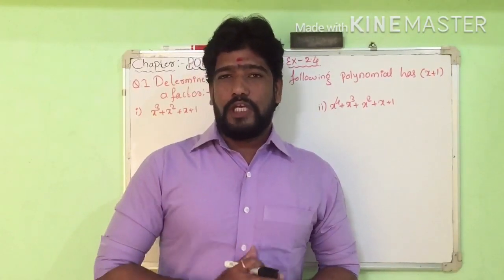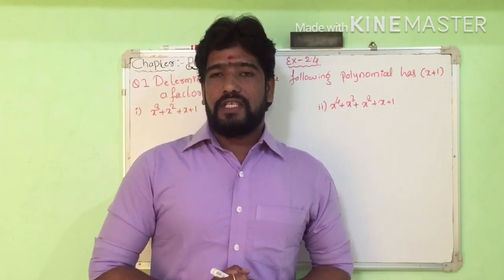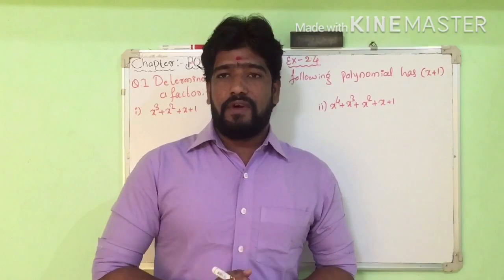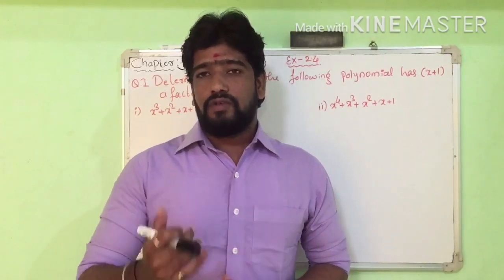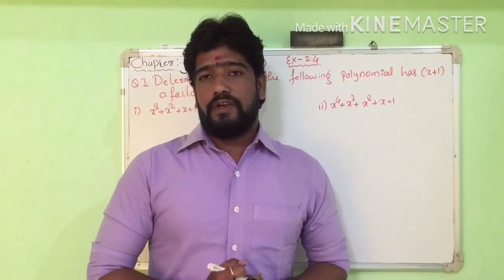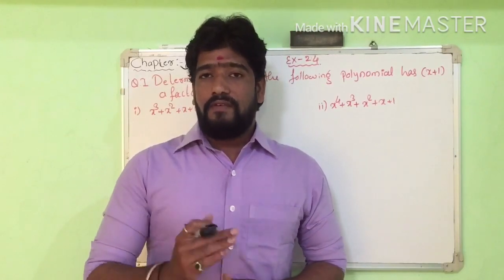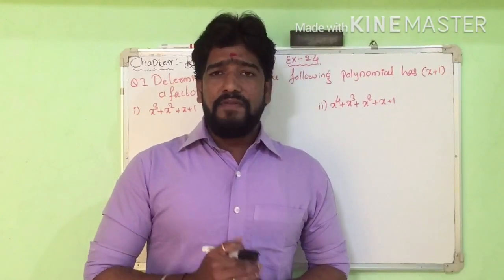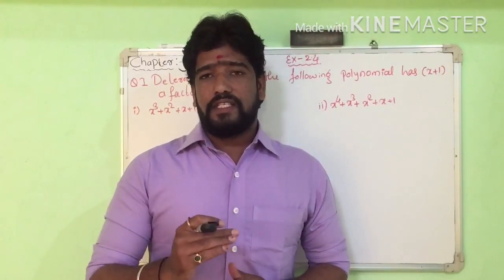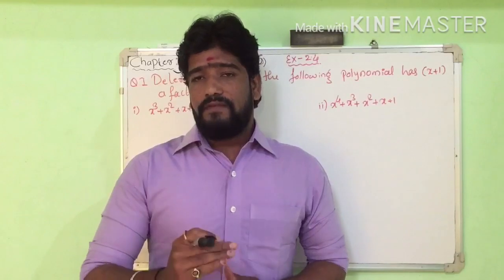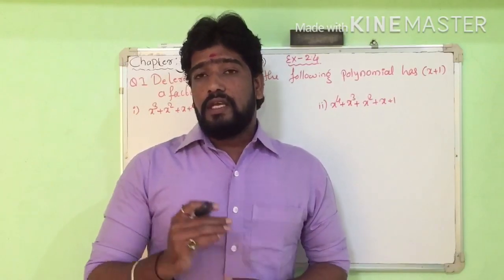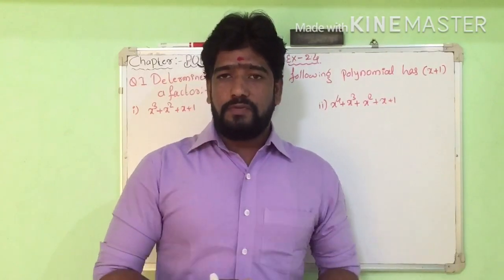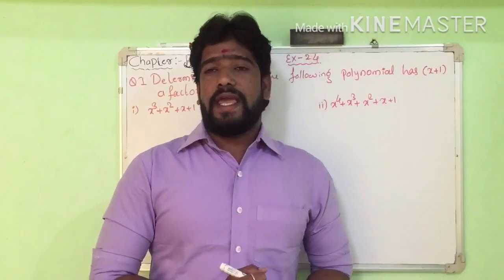So we are discussing polynomials, right? In a previous class we discussed exercise 2.3, on the basis of the remainder theorem and the factor theorem. Today we will discuss exercise 2.4 on the basis of the factor theorem. So what is the factor theorem? If the remainder is 0, then g of x is a factor of the given polynomial, right? If the remainder is not 0, then g of x is not a factor of the given polynomial. So on this basis we will discuss today's exercise.